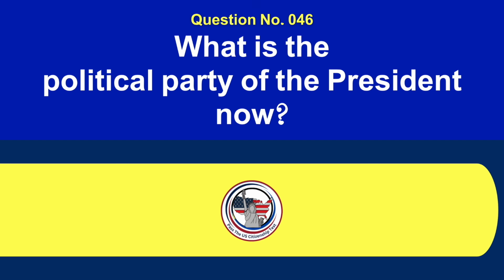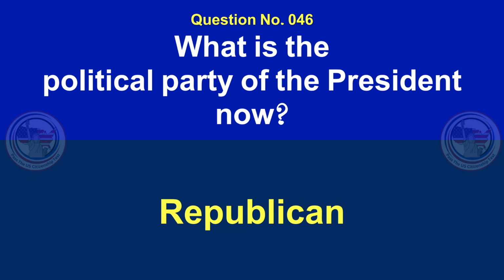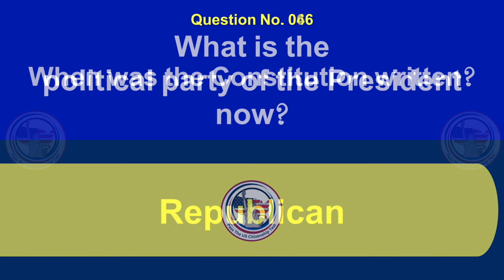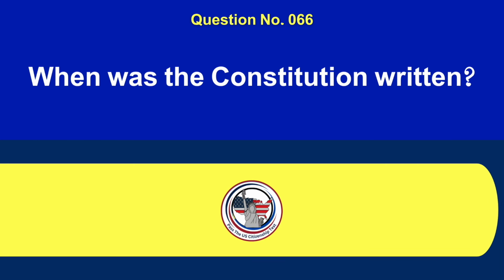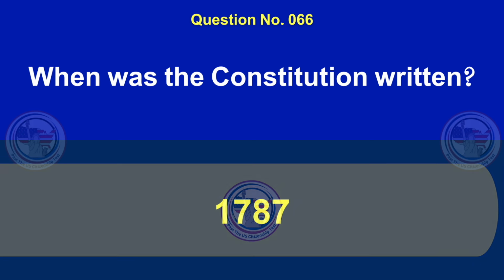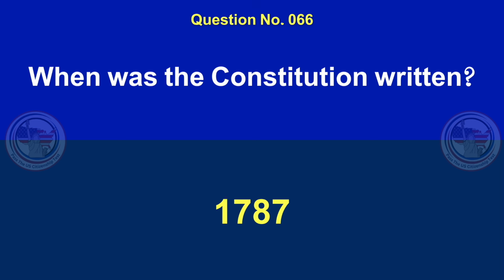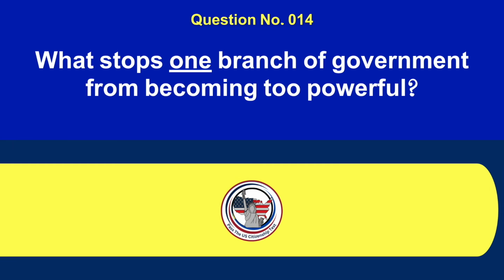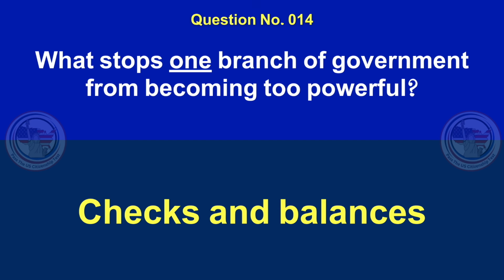What is the political party of the president now? Republican. When was the Constitution written? 1787. What stops one branch of government from becoming too powerful? Checks and balances.